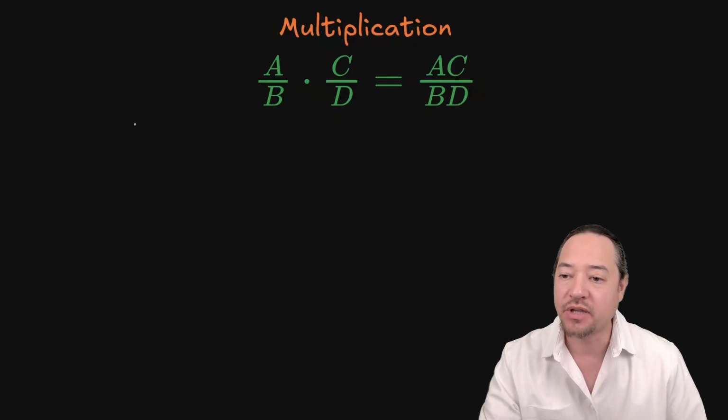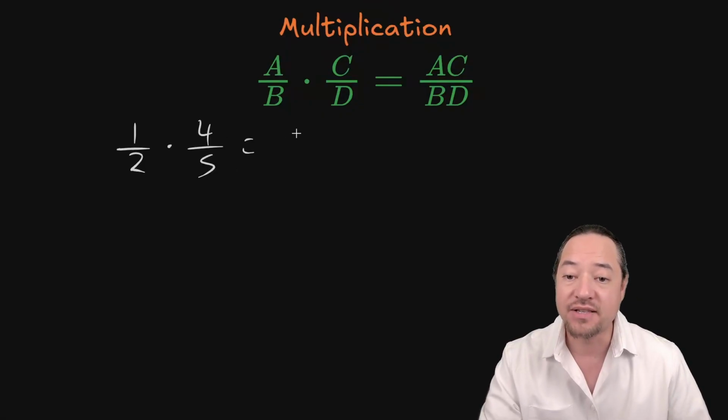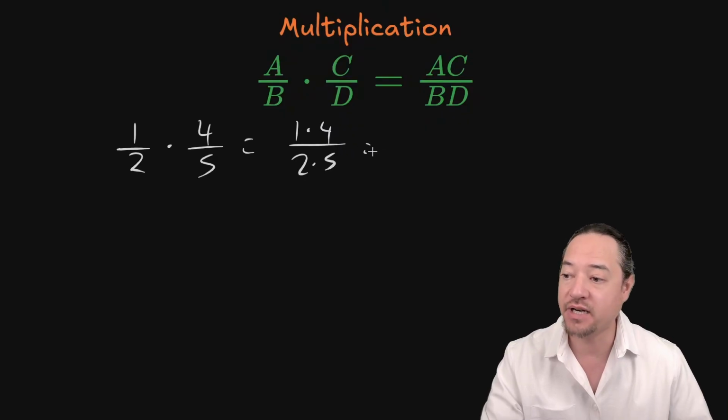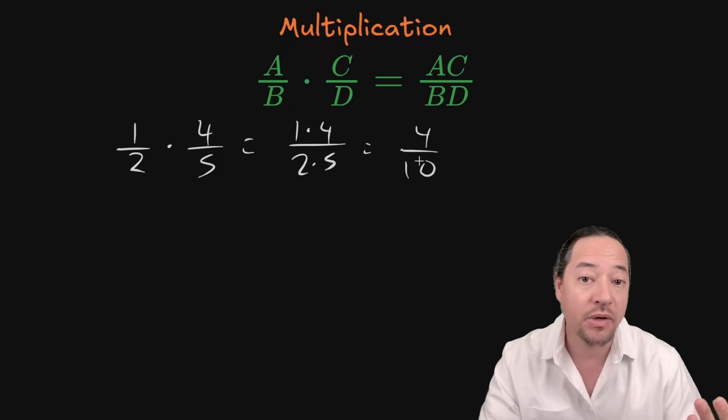Let's say we have a number like 1/2, and we multiply this by a number like 4/5. What are we going to get? Well, just combine this together. We're going to get 1 times 4 over 2 times 5, right? That's it. And this is going to be then 4 over 10, okay?